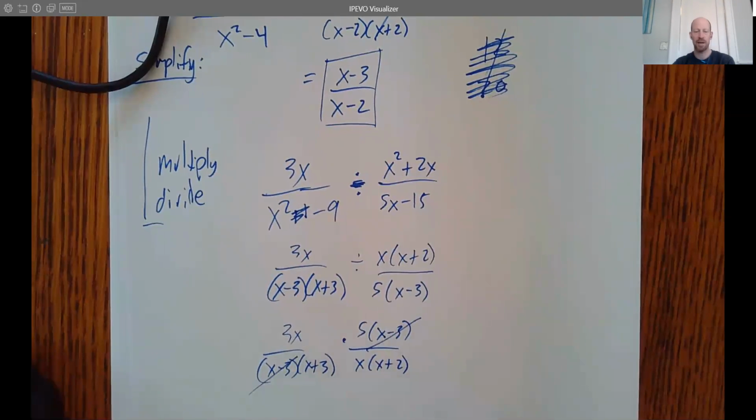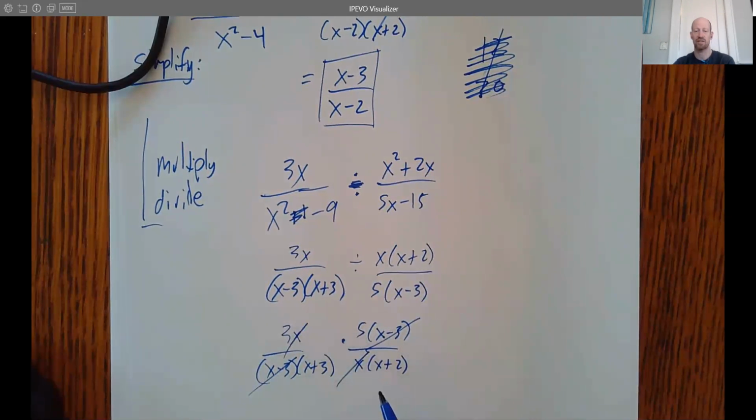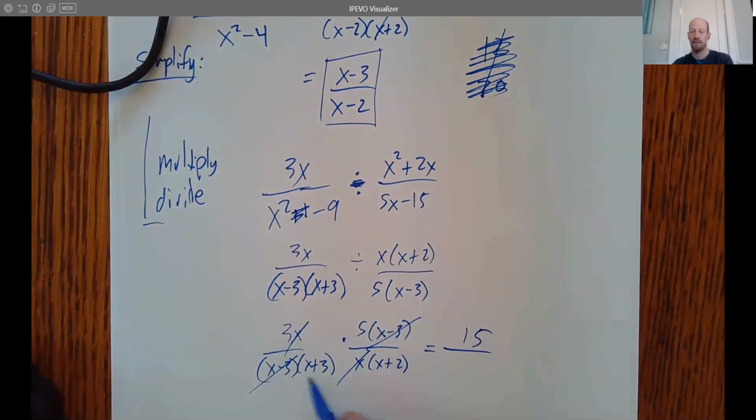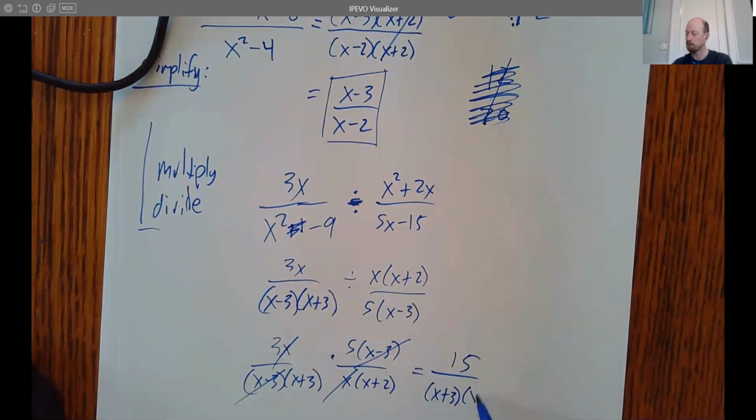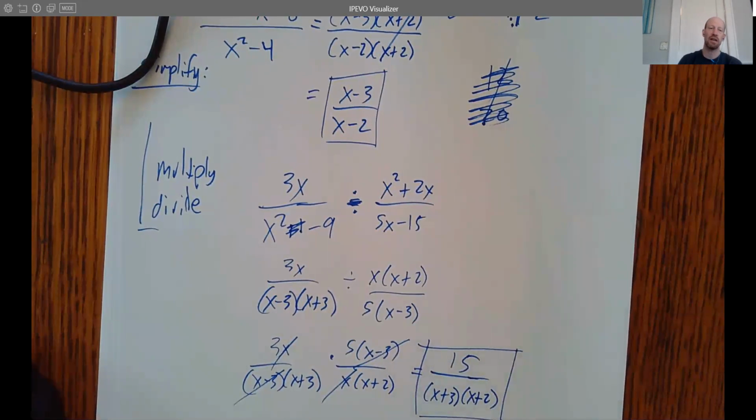So I can see there's an x minus 3 between the top and the bottom. This is 3 times x, and this is x times x plus 2. So those x's get to cancel as well. And I just have to keep track of what is left. 3 times 5 is 15. x plus 2, x plus 3. No need to multiply those out in the bottom. It's not wrong if you do, but it's not going to improve your answer.